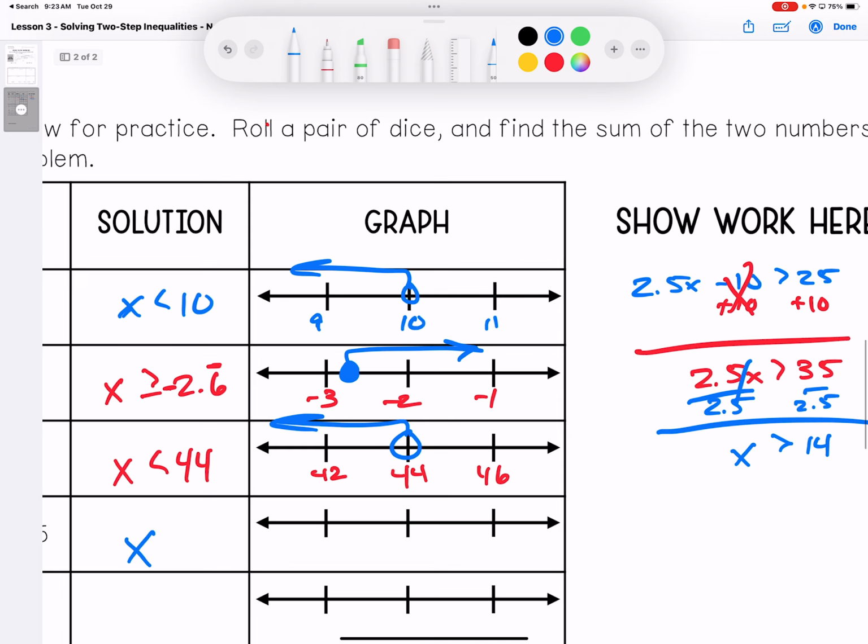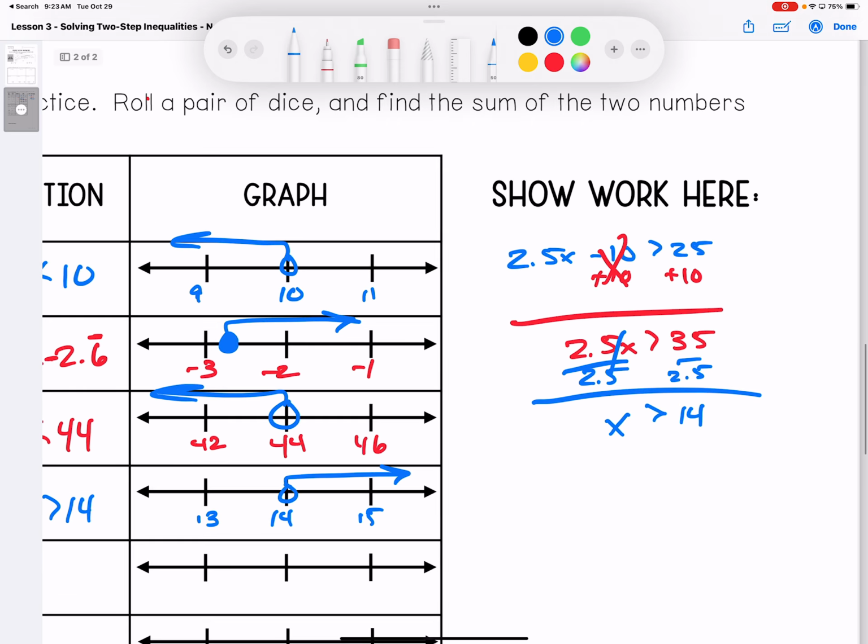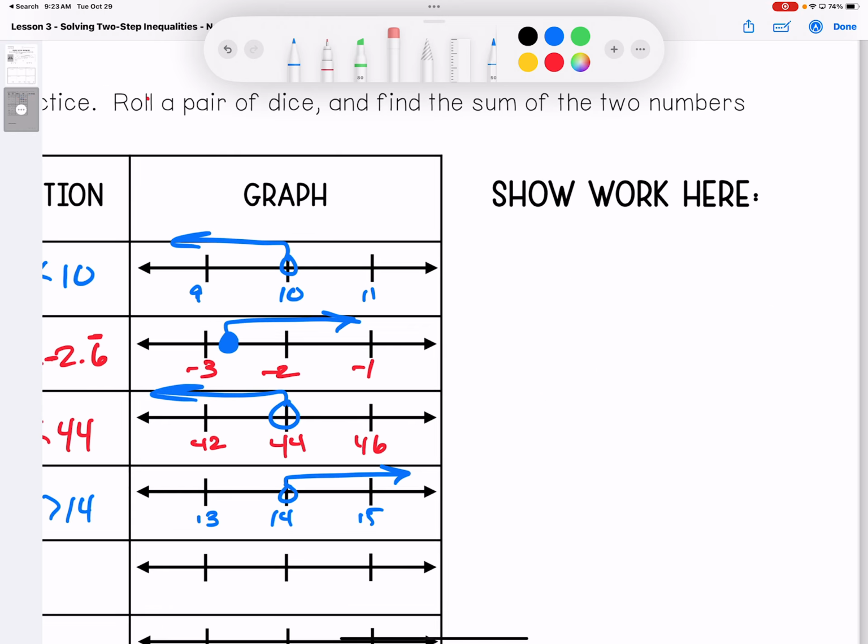So I'm going to come over here. X is greater than 14. So I'm going to put 14, 15, 13. It's going to be an open dot on 14. It is greater than, so it's going to go to the right. So far we have left, right, left, right. We're marching.